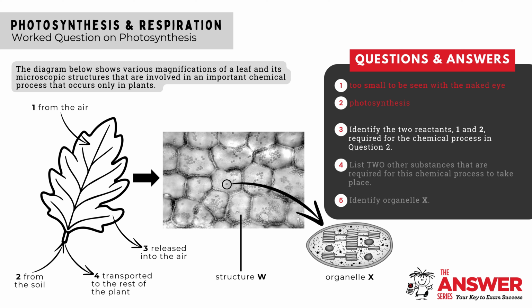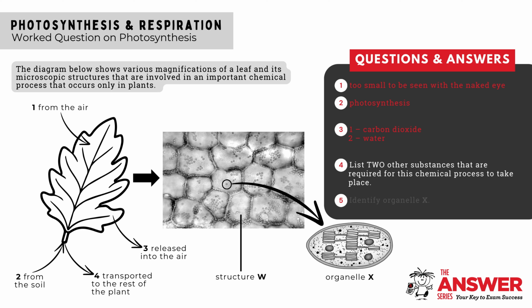Question 3. Identify the 2 reactants 1 and 2 required for the chemical process in question 2. So we can see that number 1 comes in from the air, which means that it's a gas, and number 2 moves up from the soil. From the content you've studied for photosynthesis, it is clear that number 1 therefore is carbon dioxide, and number 2 is water.